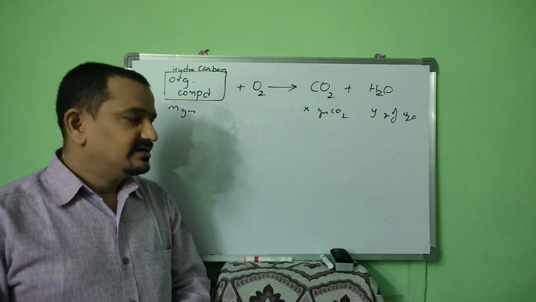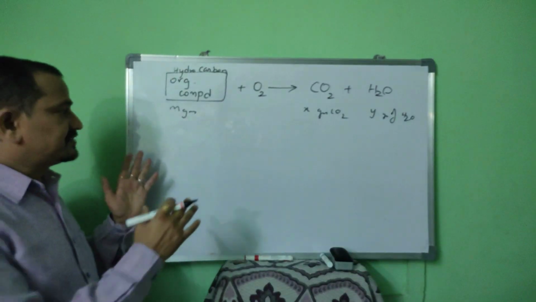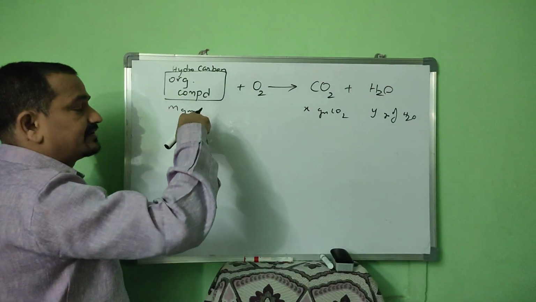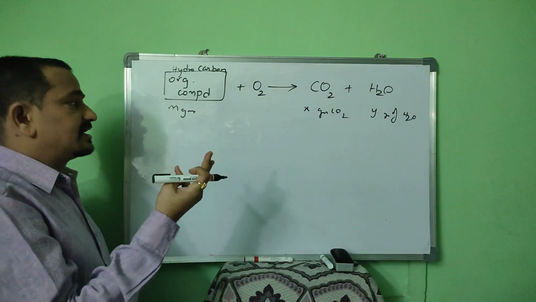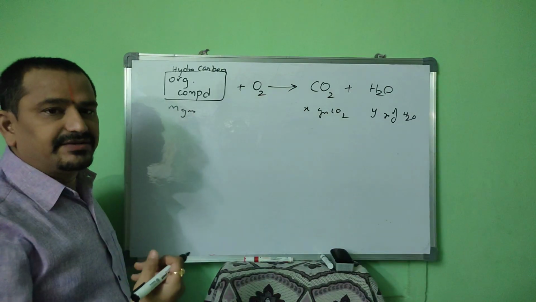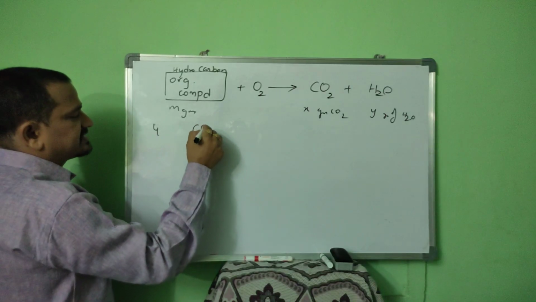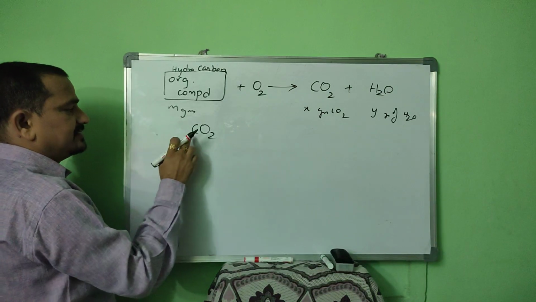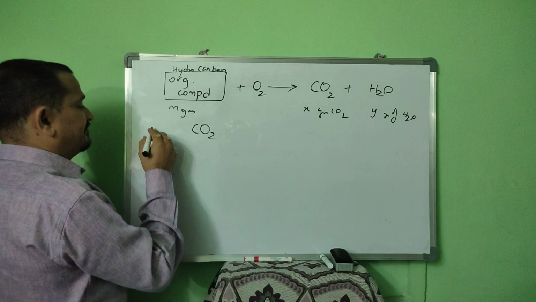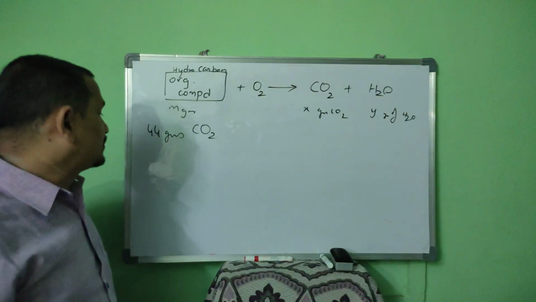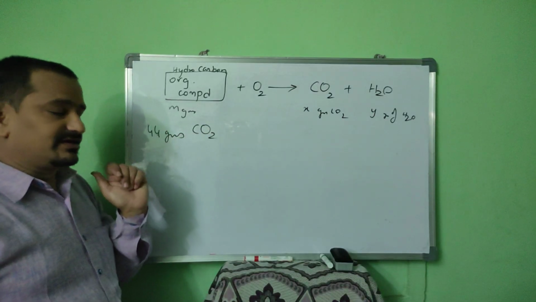Then how to find it? There is a method of determination of the percentage composition. In this m grams of hydrocarbon, what is the percentage of carbon and the percentage of hydrogen? We can determine it. How? Let us see. What is the molecular mass of carbon dioxide? 12, 16, 16, 44 grams, isn't it?